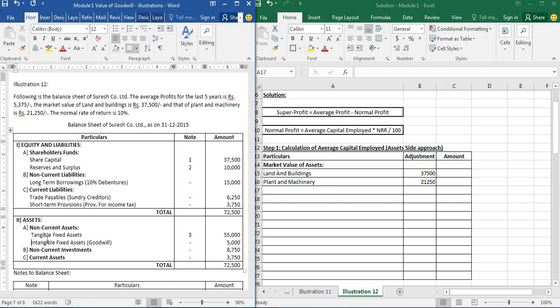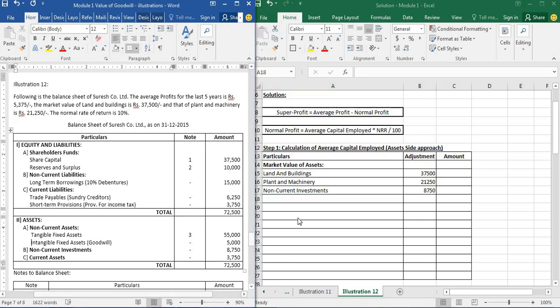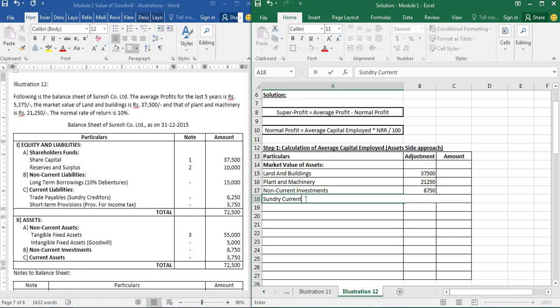We will move on to the next asset, non-current investments. So here you can write investments, or you can write non-current investments. The amount of non-current investments is 8,750 rupees, book value, because market value is not given. The last is current assets. They have given sundry current assets, so we'll just write sundry current assets. That is, they have clubbed and given us the amount. If you don't want to write sundry, it's okay. You can only write current assets. This is taken at book value, guys, because market value of these is not given.